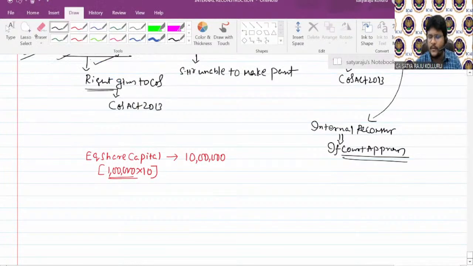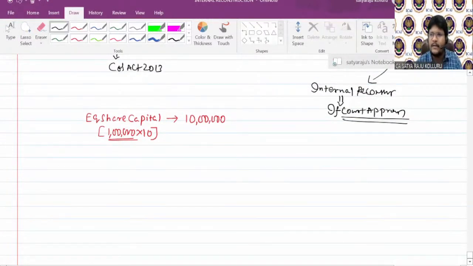Now, during the process of internal reconstruction, once the court approved, out of 1 lakh equity shares, to the extent of 50,000 equity shares, 50,000 equity shareholders surrendered their shares to the company.